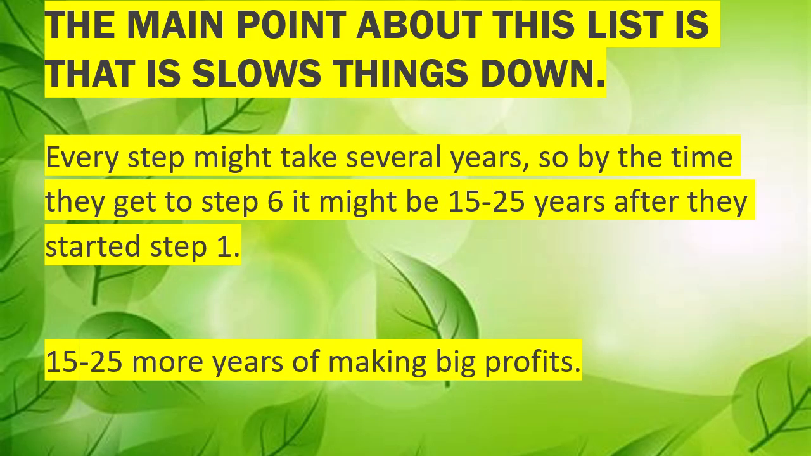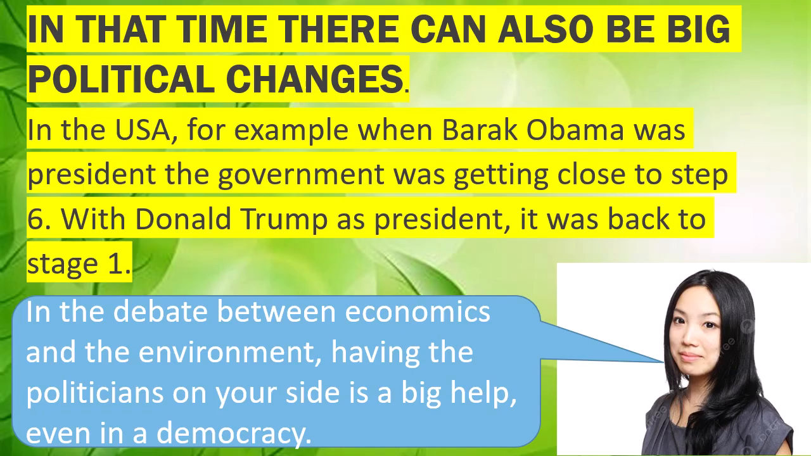The main point about this list is that it slows things down. Every step might take several years. So by the time they get to step 6, it might be 15 to 25 years after they started step 1. And that's 15 to 25 more years of making big profits. In that time, there can also be big political changes. In the USA, for example, when Barack Obama was president, the government was getting close to step 6. With Donald Trump as president, it was back to stage 1.